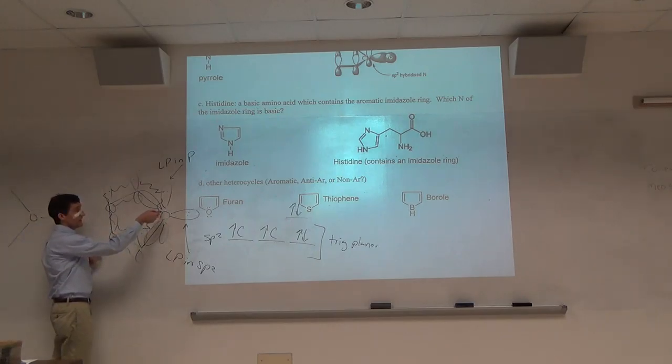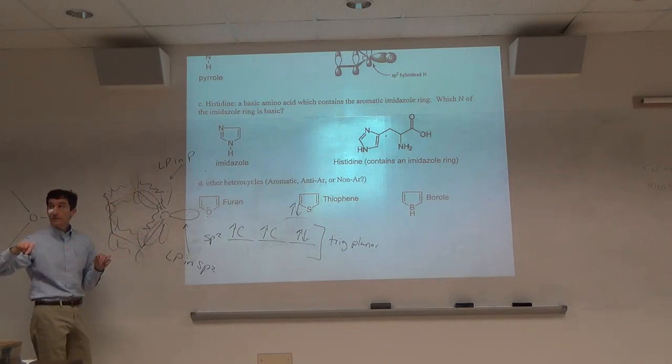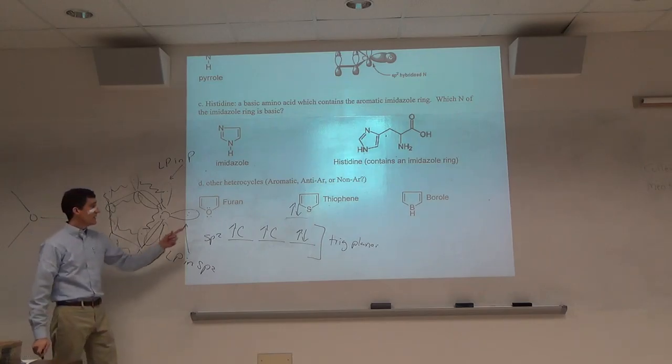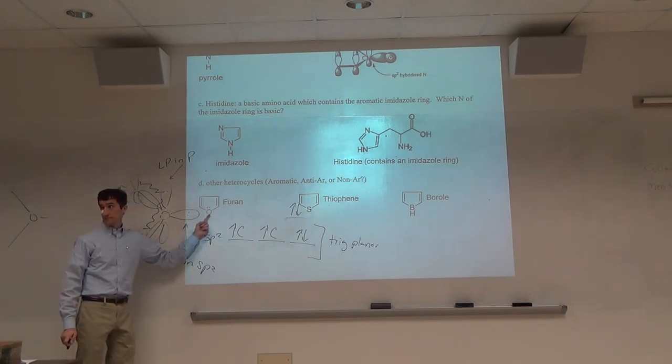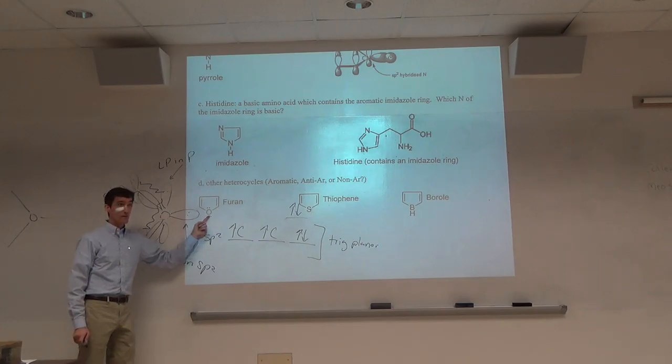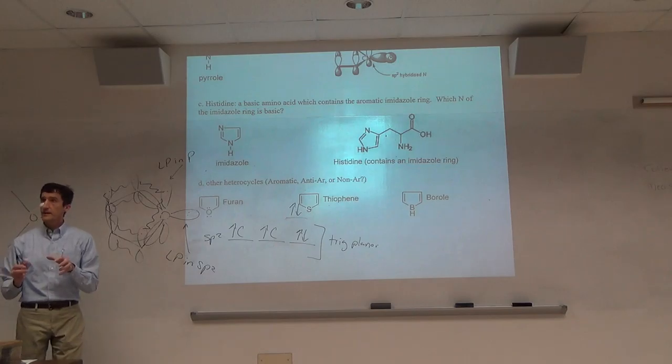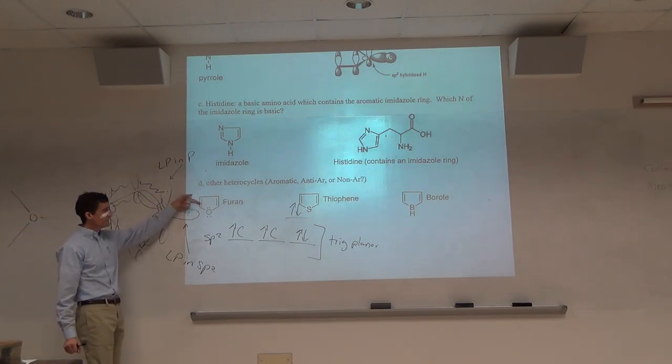To be fully conjugated, the oxygen has to allow its electrons to be fully engulfed in the pi system. But oxygen is a little bit greedy. It doesn't like to share with all these other orbitals. Because of that, furan is known to be not that aromatic.